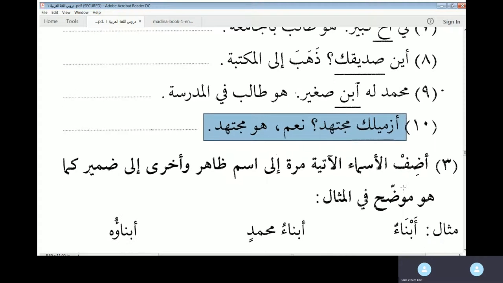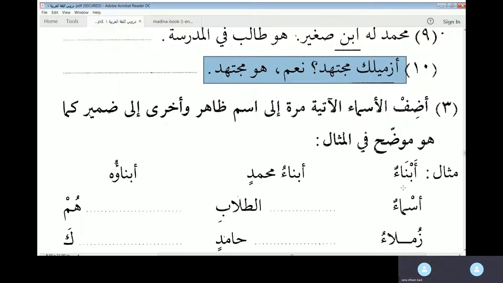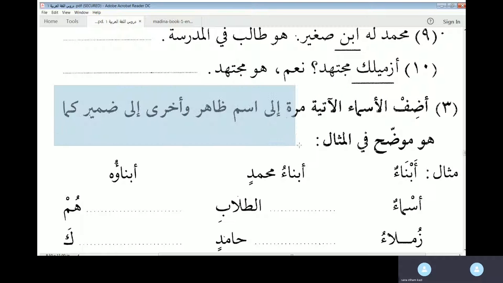Zamiluka mujtahid? Is your classmate hardworking? Na'am, huwa mujtahid, yes, he is hardworking. Zumala'uka mujtahidun? Are your classmates hardworking? Na'am, hum mujtahidun, yes, they are hardworking.